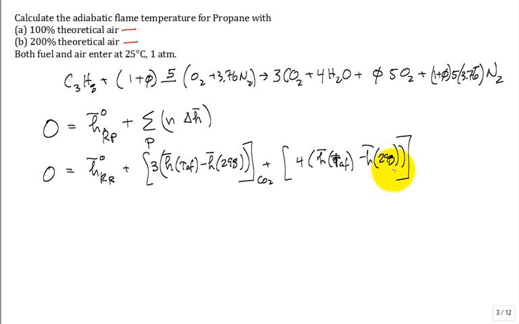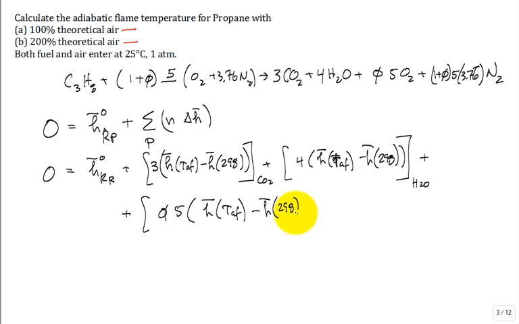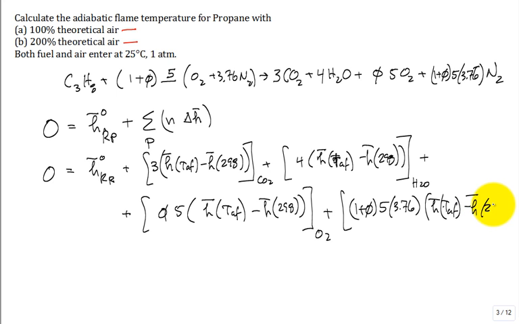For the H2O, plus, then I come down here because I'm going to need more room, phi times 5 times the molar enthalpy at the adiabatic flame temperature minus the molar enthalpy at 298 for the oxygen, and then 1 plus phi times 5 times 3.76 times the molar enthalpy at the adiabatic flame temperature minus the molar enthalpy at 298 for the nitrogen. Makes sense?